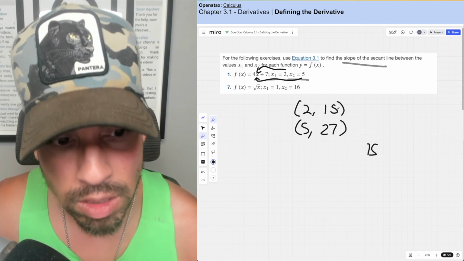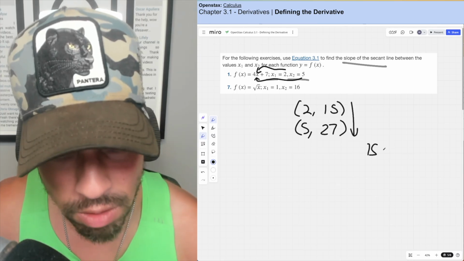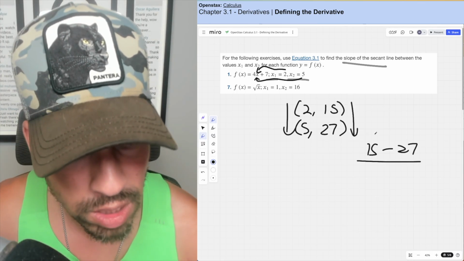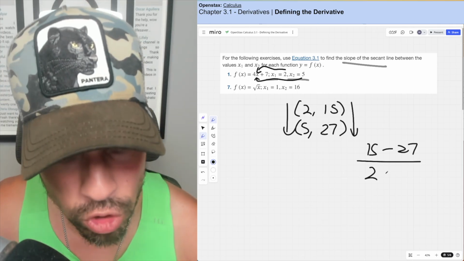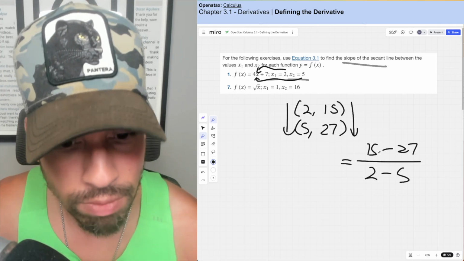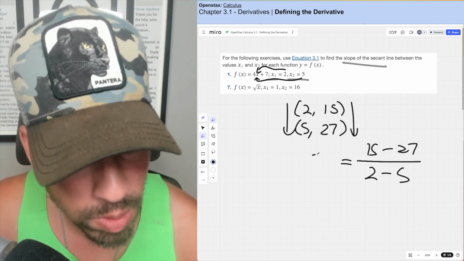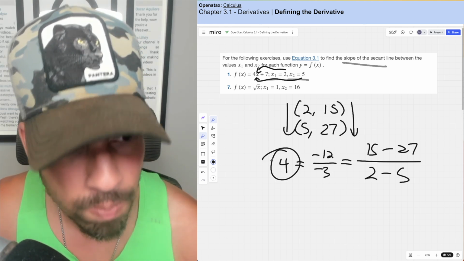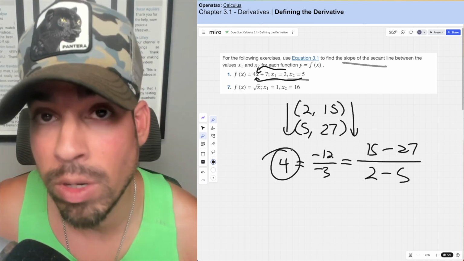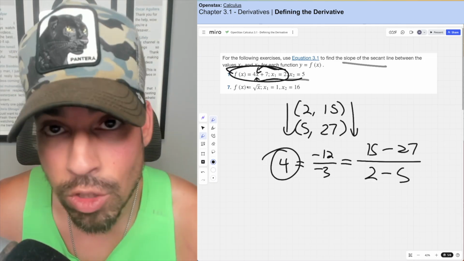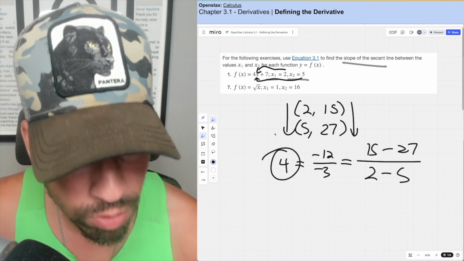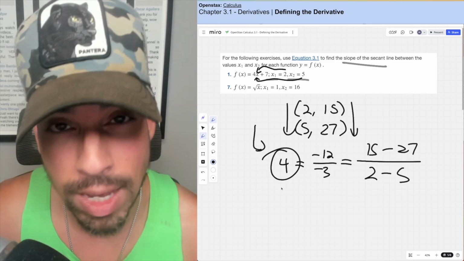So we're going to take the difference of the y values. I'm going to subtract down 15 minus 27 over the difference of the x values in the same order, 2 minus 5. And 15 minus 27 is negative 12 over negative 3, which is equal to 4. So the slope of the secant line is 4. Now, this makes a lot of sense because this was a linear equation to begin with. So the slope, no matter what points we choose, should always be 4, but there's verification. That's how you do it.